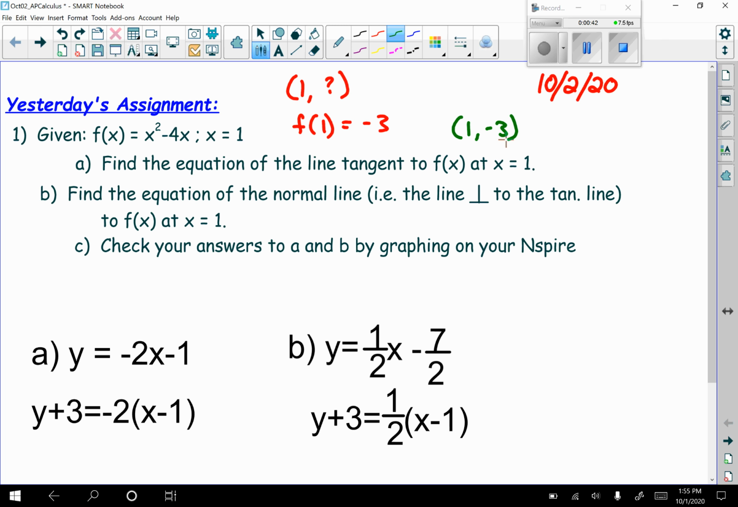So just take a look at this and recall that slopes of perpendicular lines are opposite reciprocals of each other. So look these over. Please let me know as soon as possible if you have any questions over these two parts of the problem. And then hopefully you also graphed. Let's just show you what this looks like.